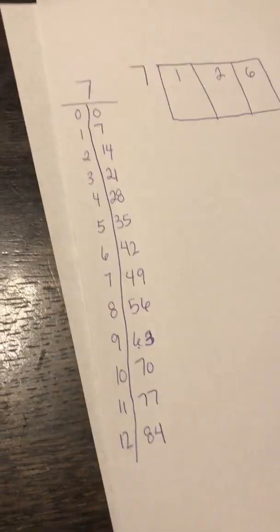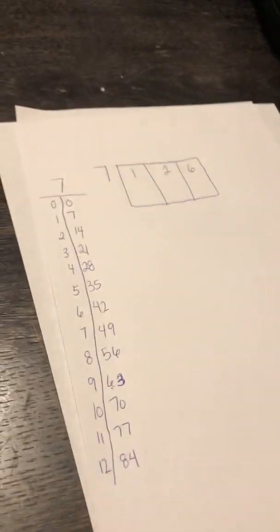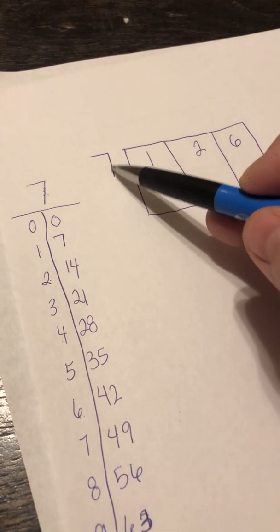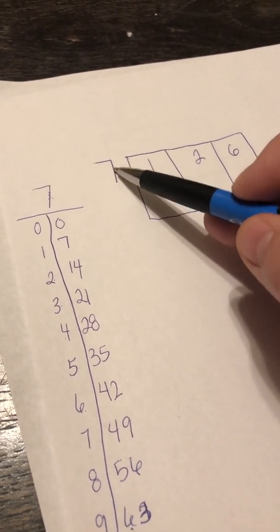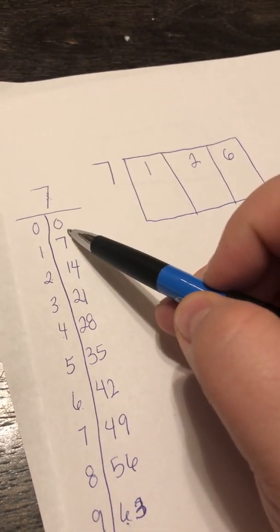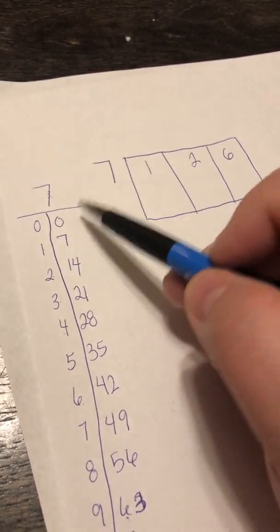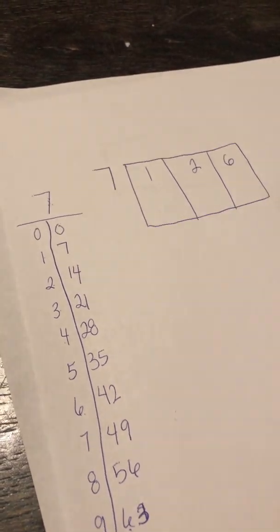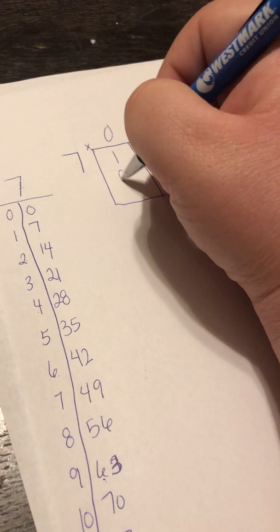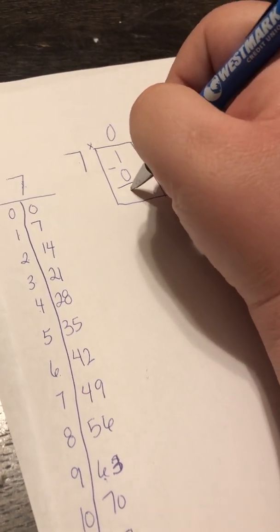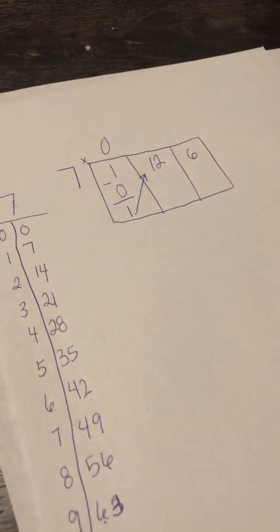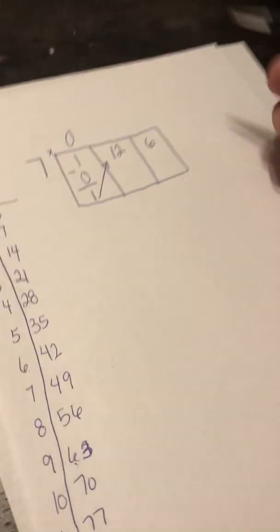Okay, there's my T-chart. I know it took a little bit long, but guess what? It's going to help me know that my problem's correct. So I'm going to see, well, how many 7s can I take out of that 1? So I'm going to look over. There's 0. Oh, 7's too big. So I need to go down to 7 times 0. So 7 times 0 equals 0. I'm going to subtract that. 1's going to be left. I'm going to put that over in the next box in front of that 2. And I'm going to continue.